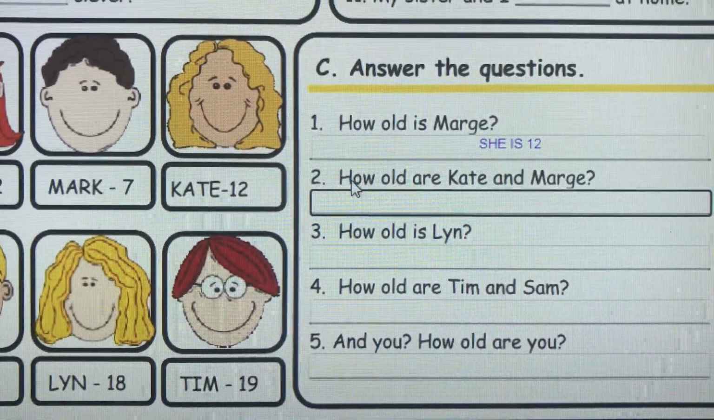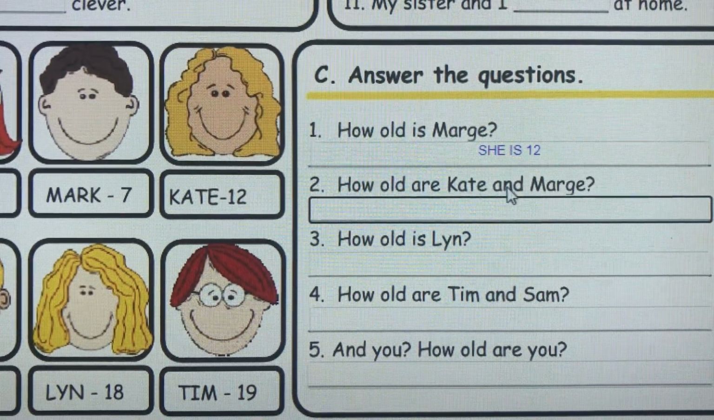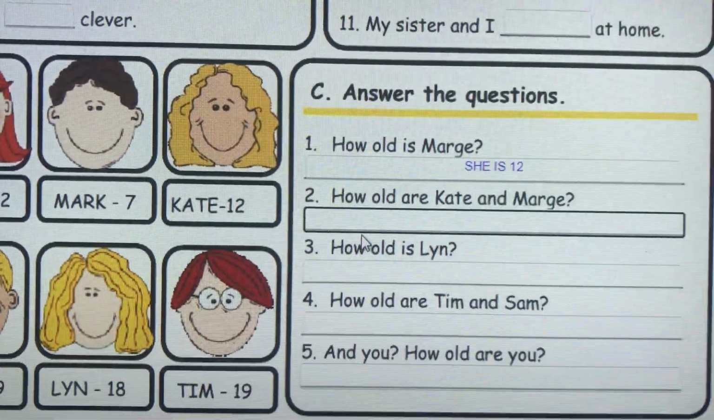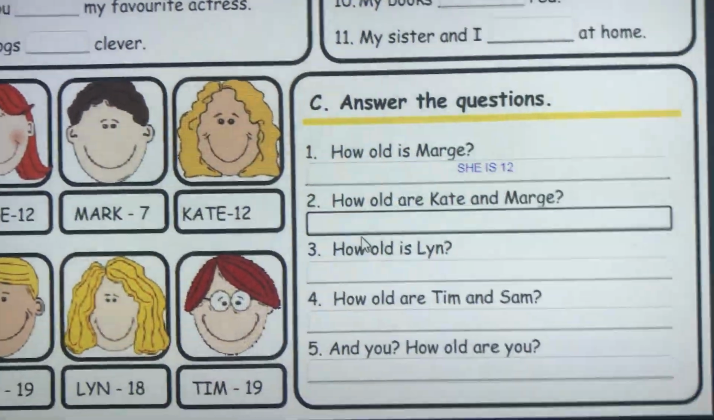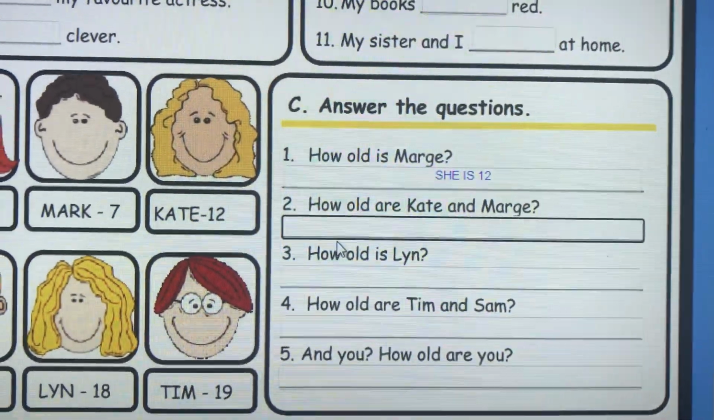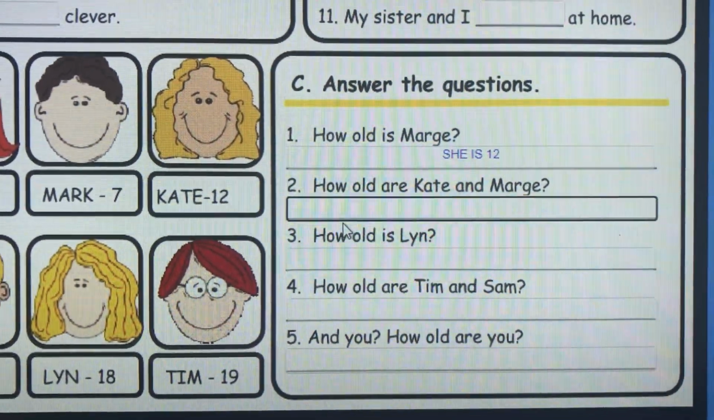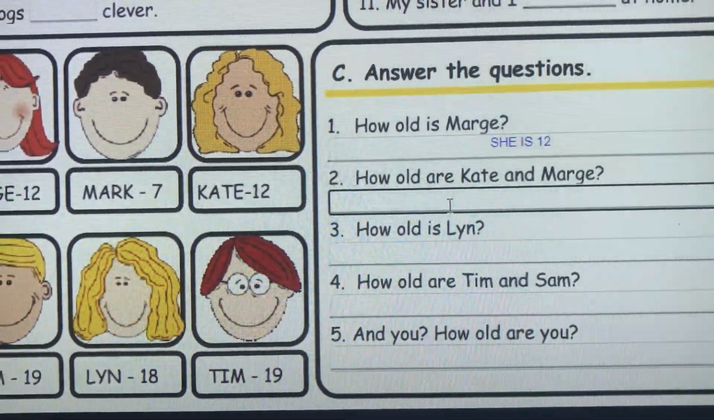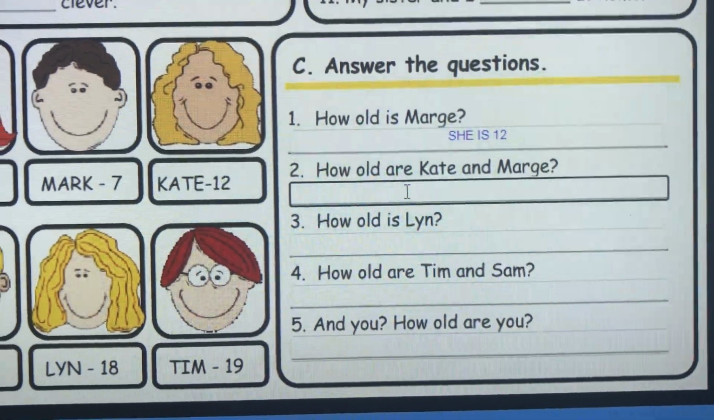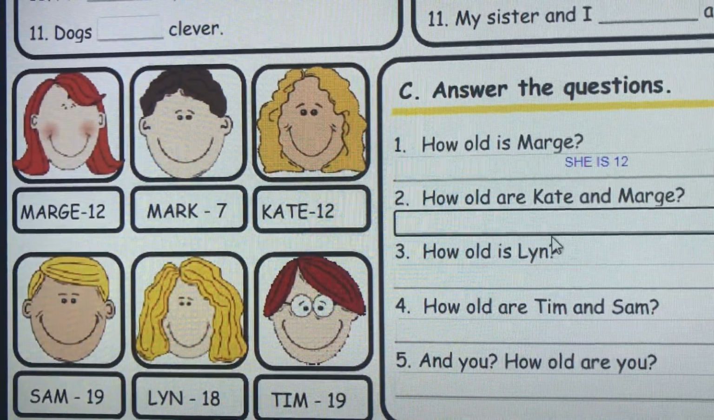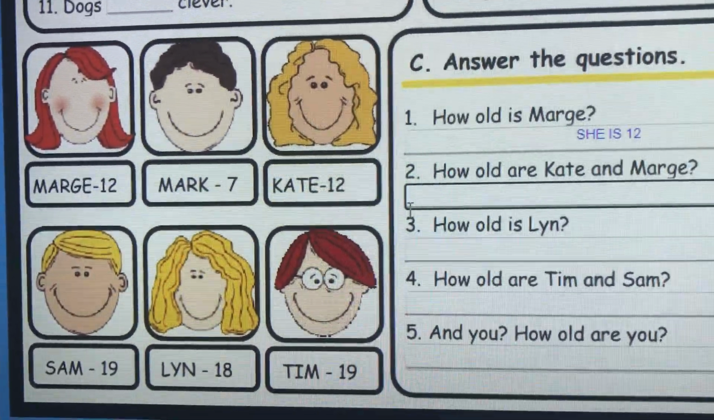So like this. Number two, how old are Kate and March? So they're asking about two people there. You see, two people. So with two people, you gotta use more than one. It cannot be he or she. It has to be more. So in that case, maybe they say they are this age or that age. So you gotta pay attention to that. Okay.